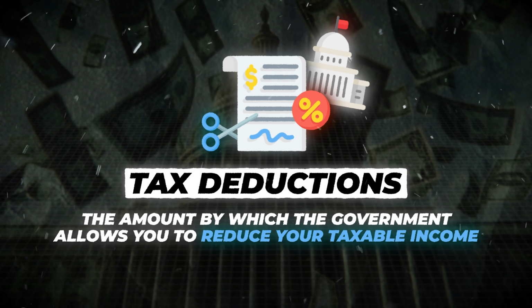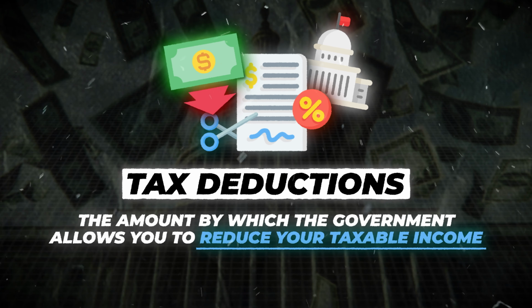Now that you know the basic understanding of what taxes are, how the tax system works, and how they're calculated, we need to talk about the deductions. Deductions are the amount of money that the government allows you to reduce your taxable income by. So in other words, there are specific expenses that the government allows you to subtract from your total income, which in turn reduces the amount of taxes that you would have to pay.